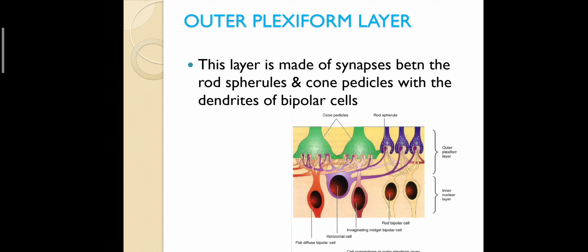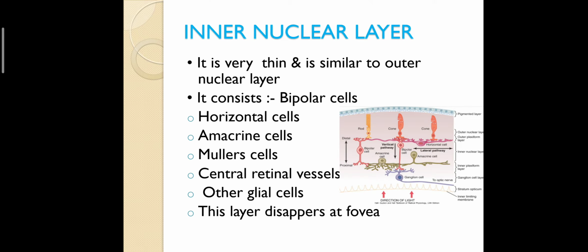As you know, any nerve fiber will have an axon and a dendrite. So the dendrites of these bipolar cells are forming synapses between the rods and cones with the dendrites of these bipolar cells. This is the outer plexiform layer. You can see in this picture, rods and cones are synapsing with the bipolar cells. That is the outer plexiform layer.